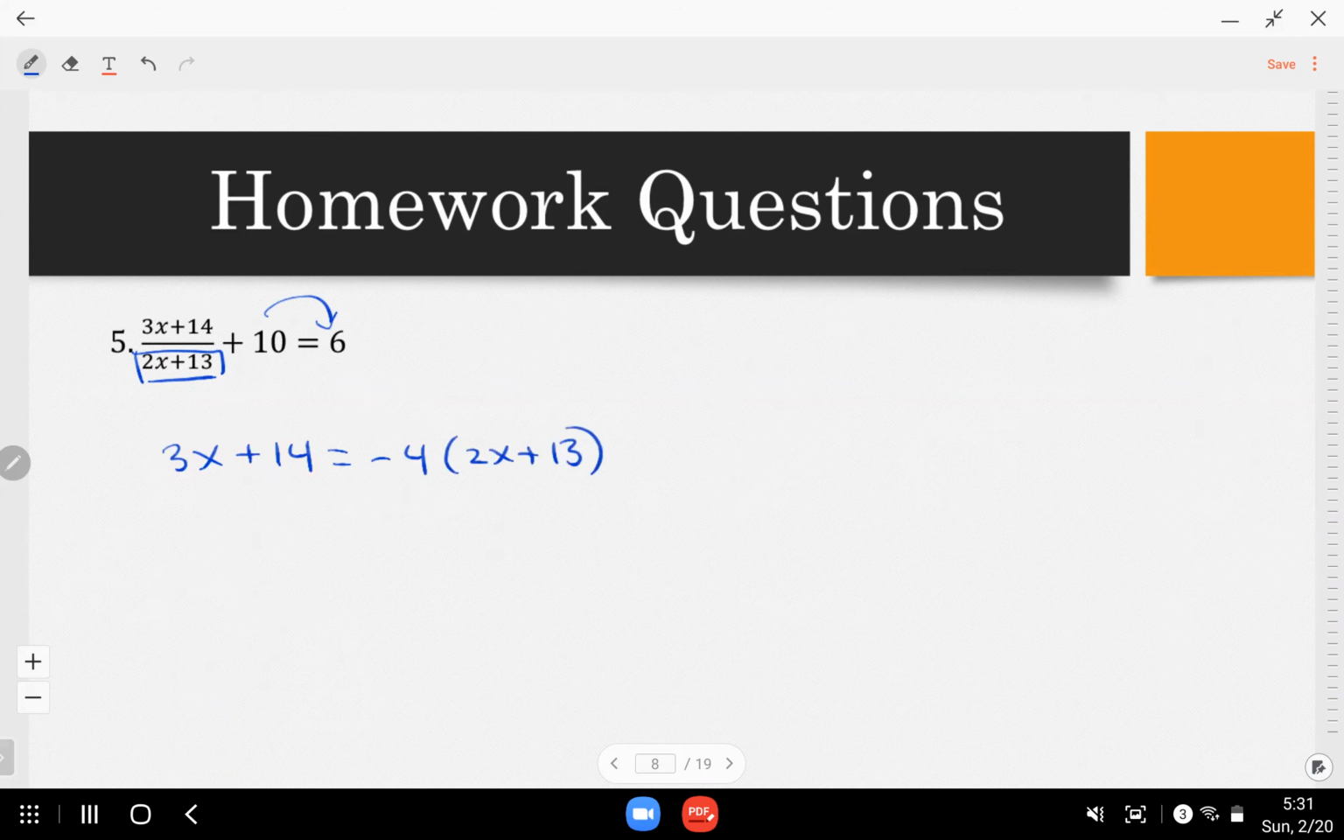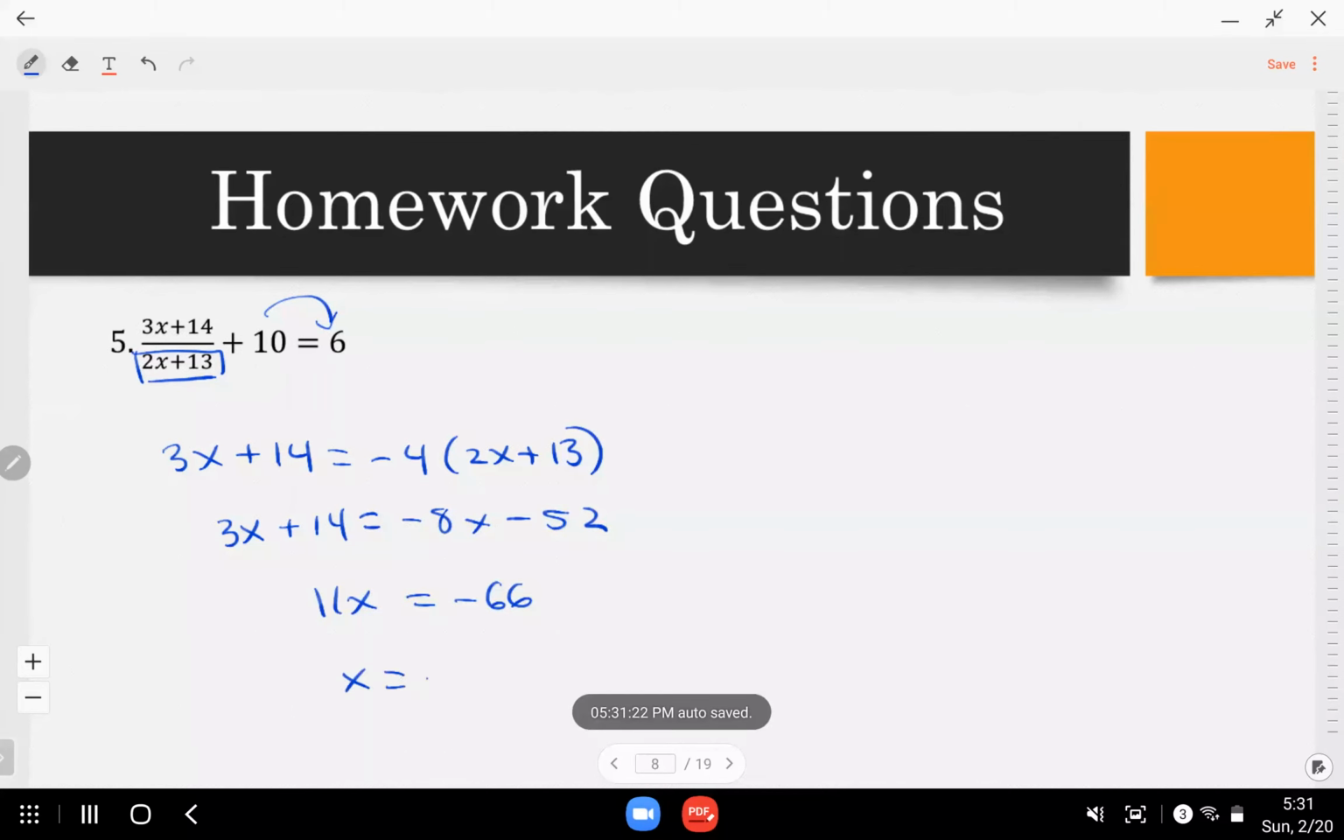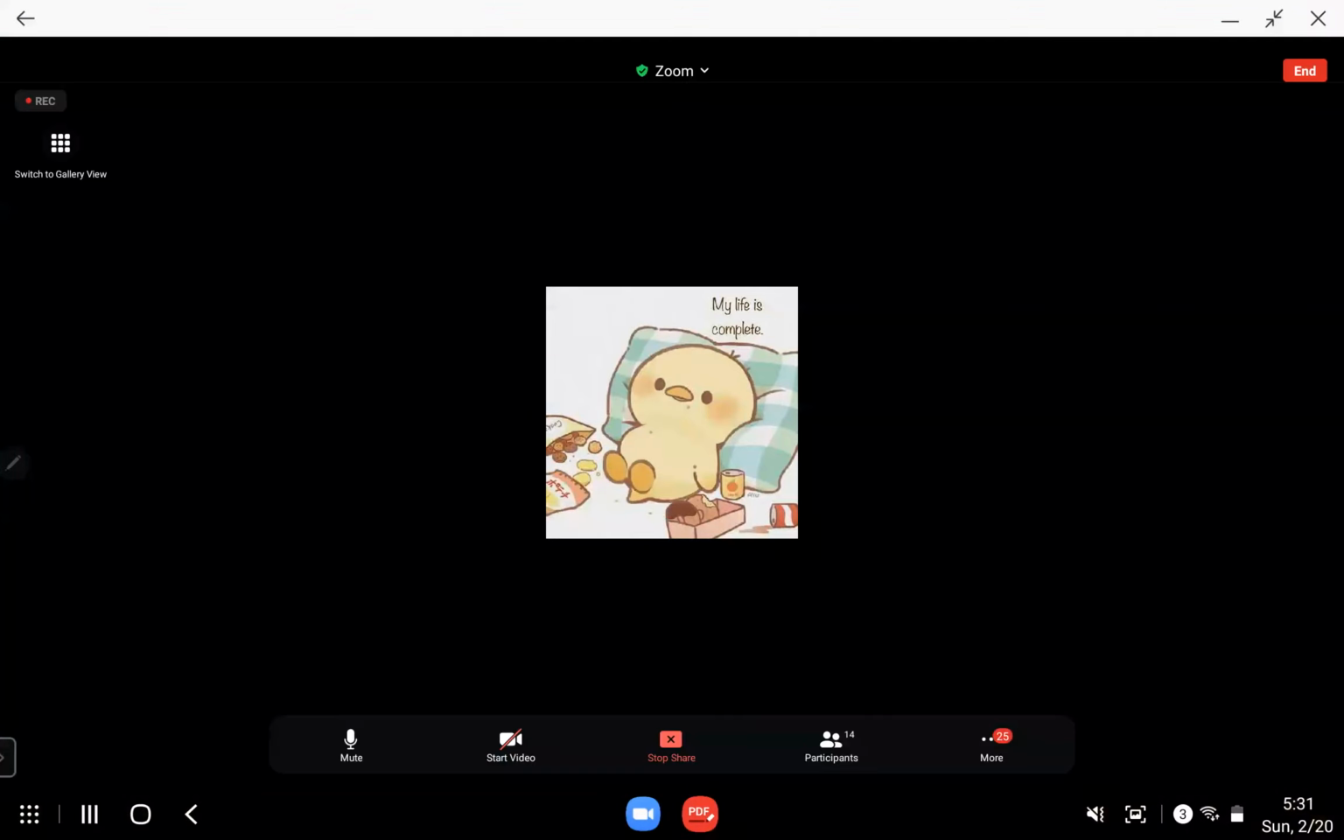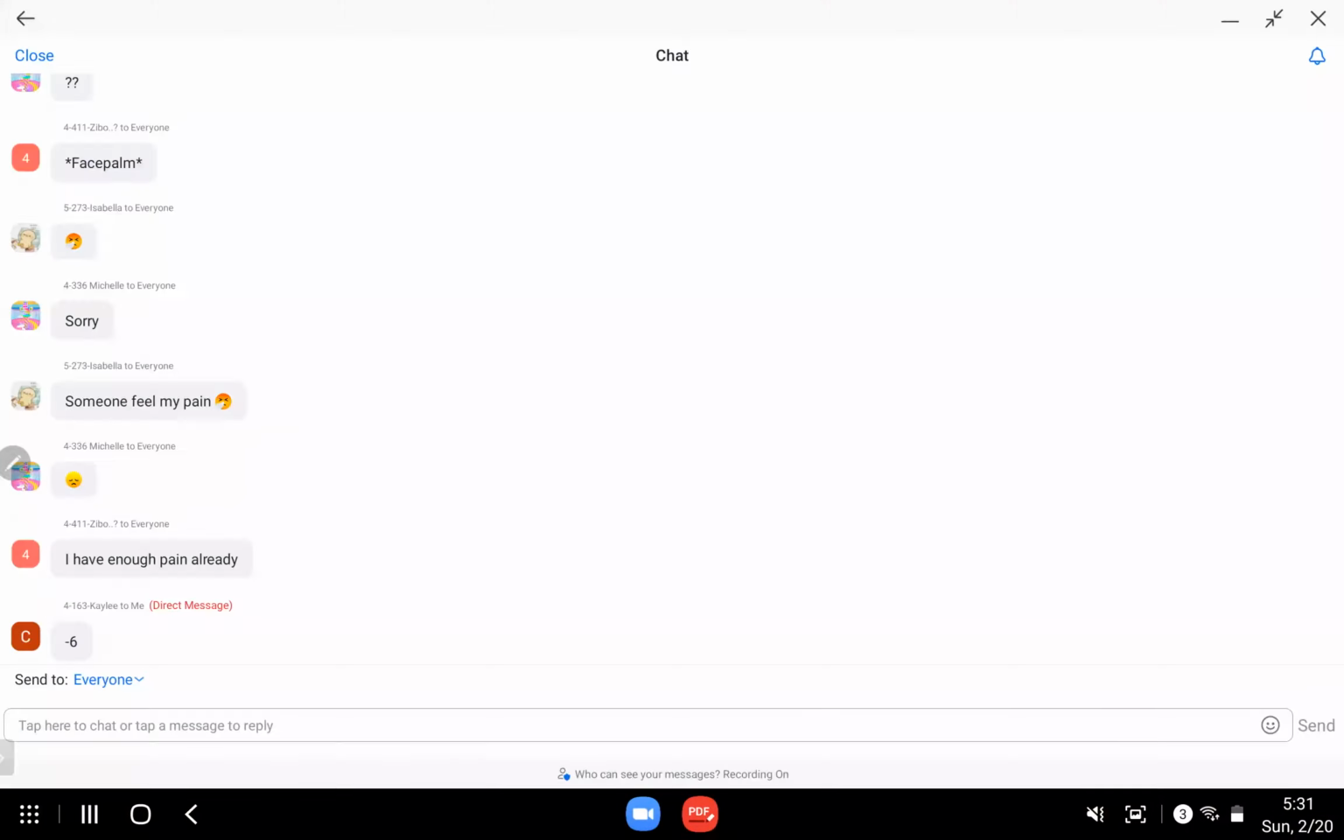I saw a lot of you just get to this step, and that's great. So how do we solve from now on? We just do distributive property. It's not that hard. From now on, it's going to be pretty easy. So we get negative 8x minus 52, 11x is equal to negative 66, x is equal to negative 6. Pretty easy, right? Any questions?